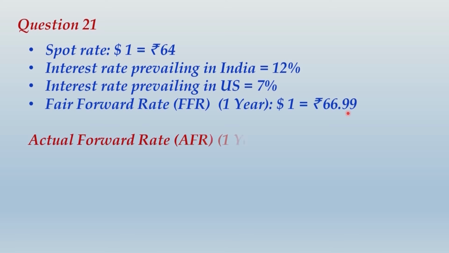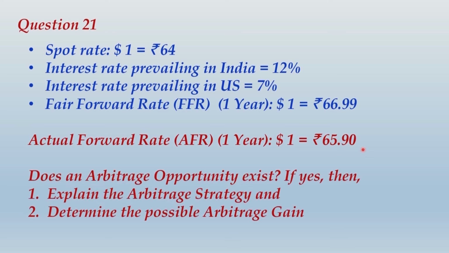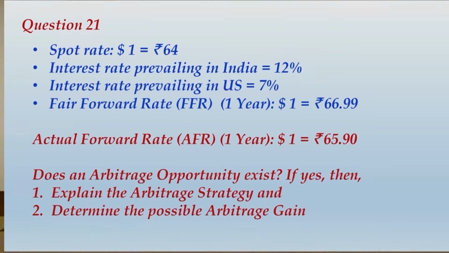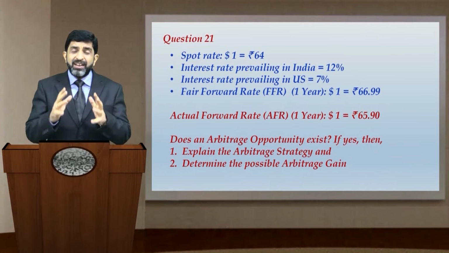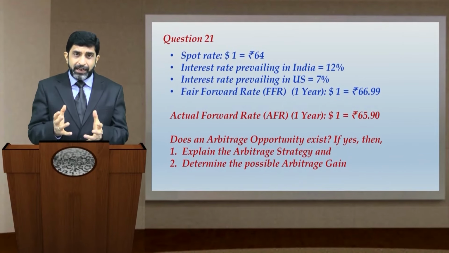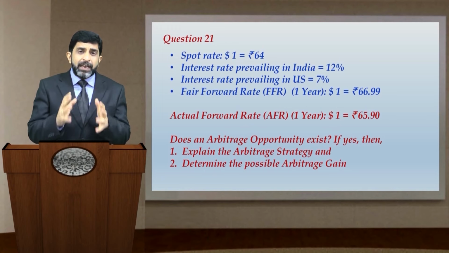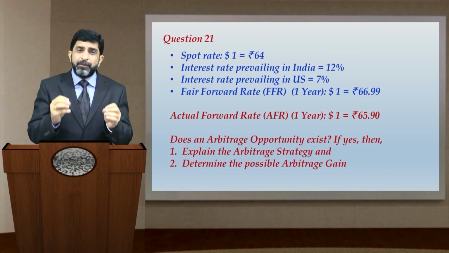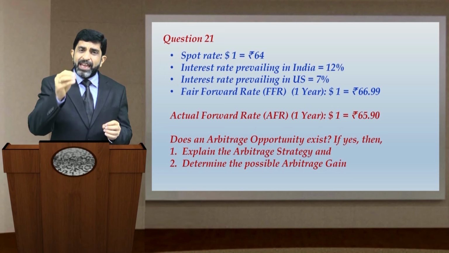Yes, because the actual forward rate is given to you now as 65.90, and the question is asking you, does an arbitrage opportunity exist? If yes, then explain the arbitrage strategy and determine the possible arbitrage gain. So before we start solving the question, let us first understand the entire information given. So we have enough information for computing FFR. You can directly compute FFR.